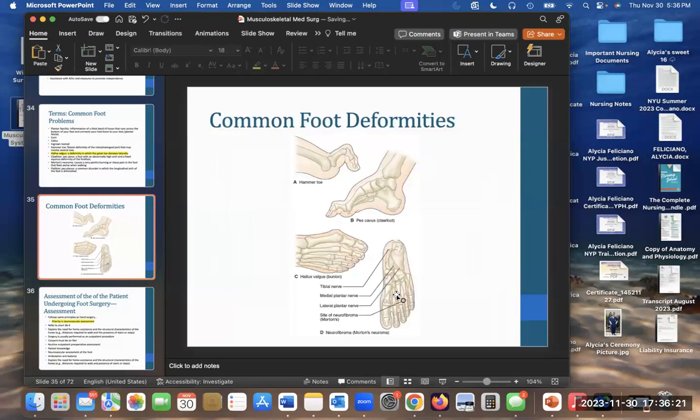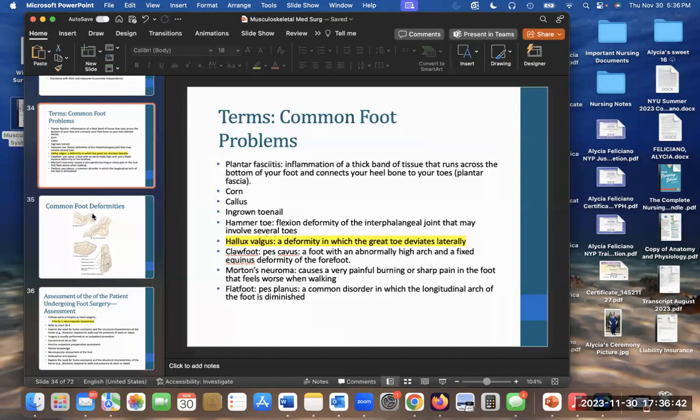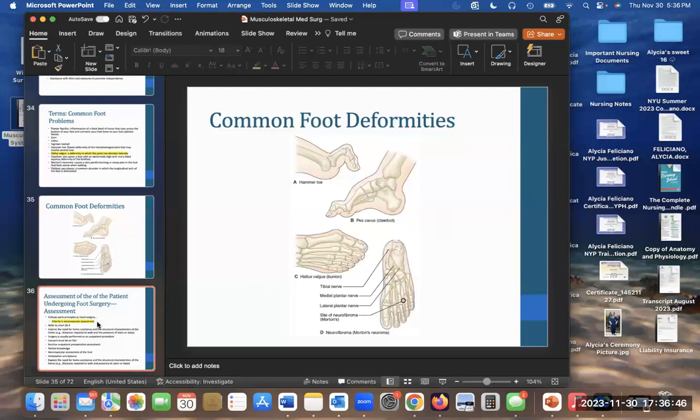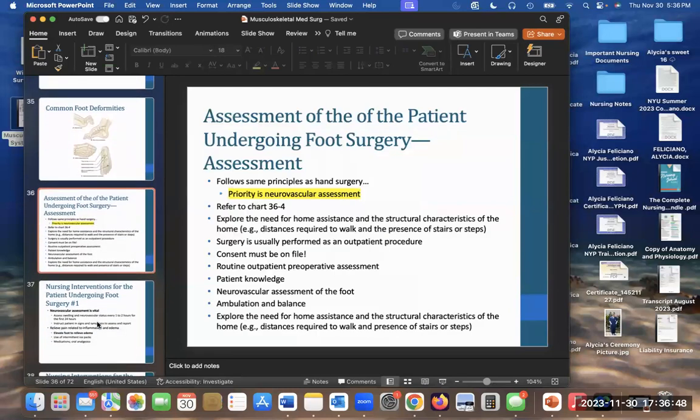These are just some pictures of common deformities. So hammer toe, the great toe, or a bunion, the hallux valgus, it kind of moves the toes laterally, and the hammer toe or the claw foot, they both sort of arch the great toe. And yeah, so I would read through these. Personally, I've never been tested on them, but I would just look at it.